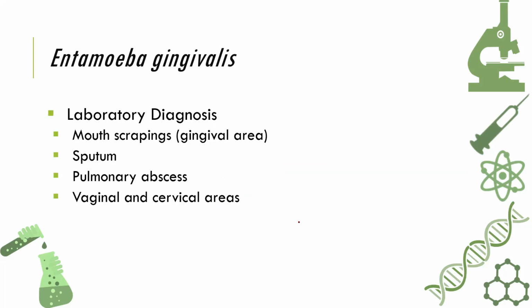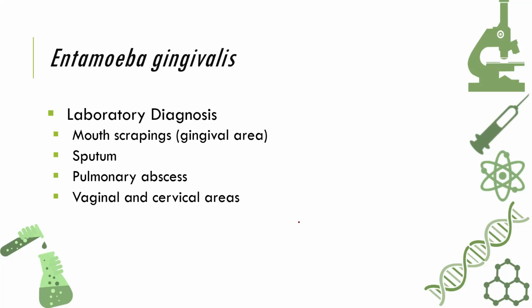Now remember that Entamoeba gingivalis can be seen in our oral area. No, from the word itself, gingival. So dun siya. Sa gingival area makikita yung gingivalis. Sputum can be a sample. Kasi bakit? Pwede siya mag-disseminate kasi papunta sa pulmonary area. Yes, sputum can be a sample. That's why pulmonary abscess is possible. And it can also be seen in vaginal and cervical areas.